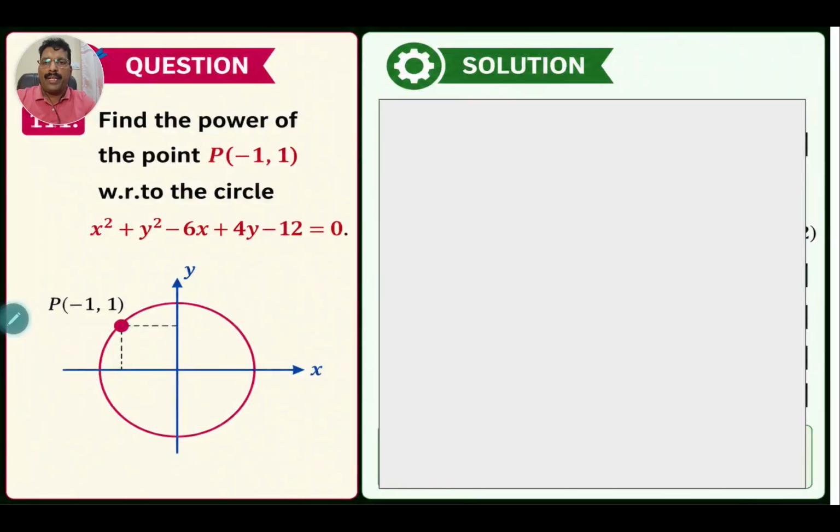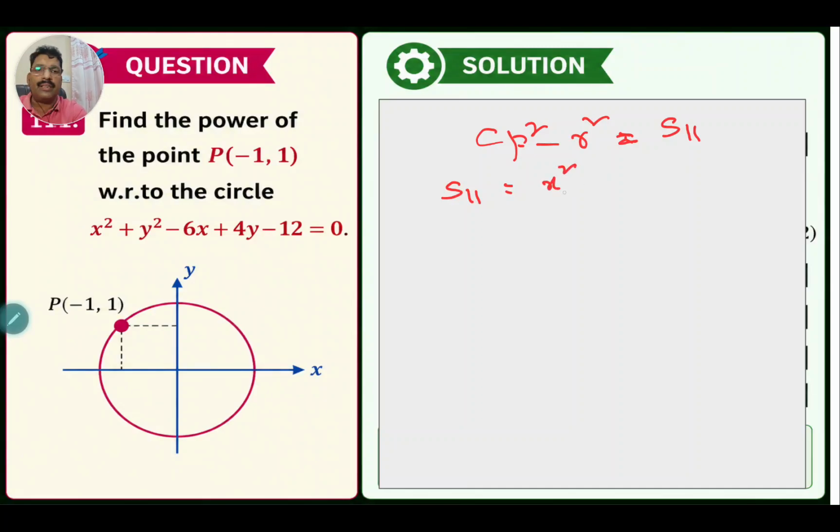Find the power of the point P(minus 1, 1) with respect to the circle. Power of the point is equal to S11. Actually CP square minus R square is called power of the point. This value is equal to S11. So directly if you find S11, you'll get the answer.